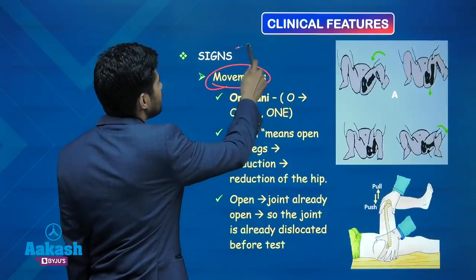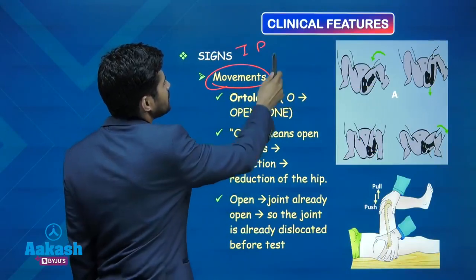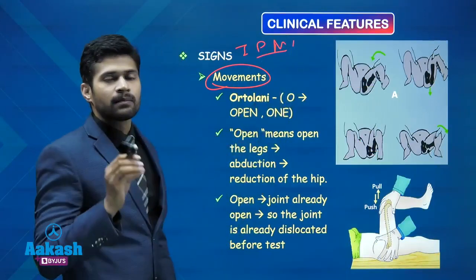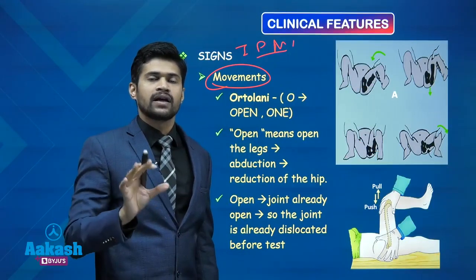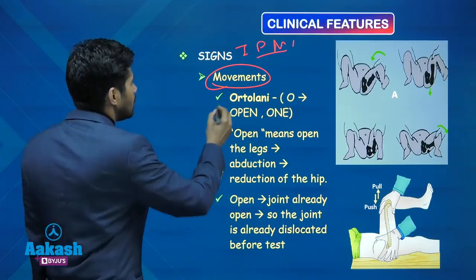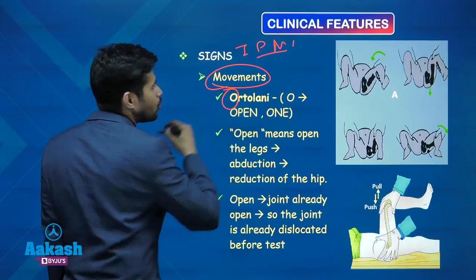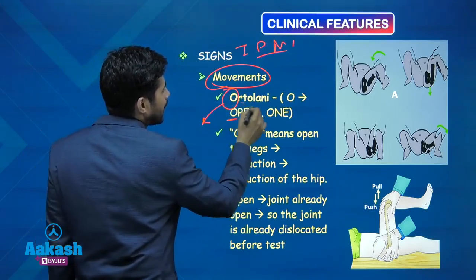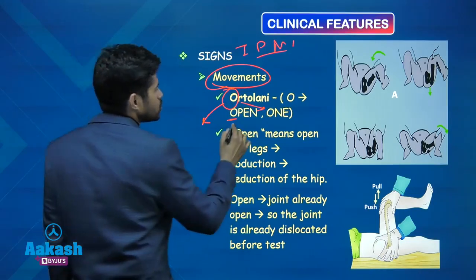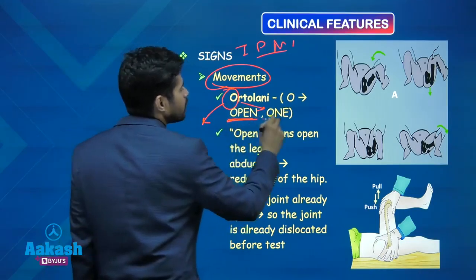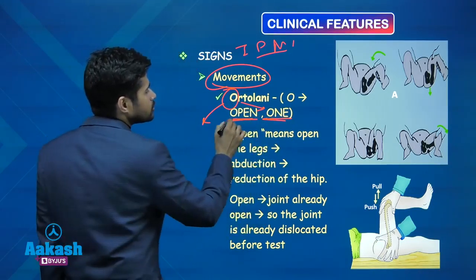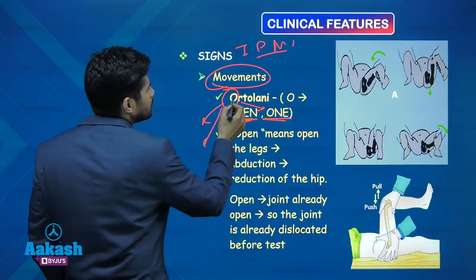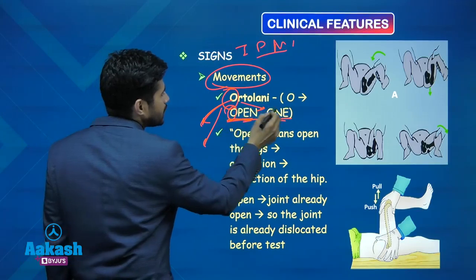On the movement, so we have read inspection, palpation, now movements. So in movements you have to remember two tests, Ortolani and Barlow, right? Now Ortolani, take the O of Ortolani. Open and one. So the joint is open and there is one movement. Also open here means that you have to open the legs. So Ortolani is open and one.